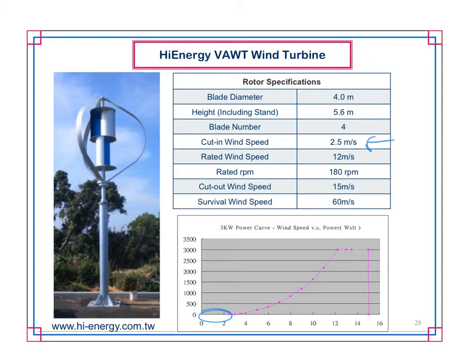So it'll cut out at 15 meters per second, which is 50 miles an hour. That's a pretty good wind. And it can survive up to about 190 miles per hour. Anything beyond that, who knows what happens to the turbine blades. They go flying, apparently.